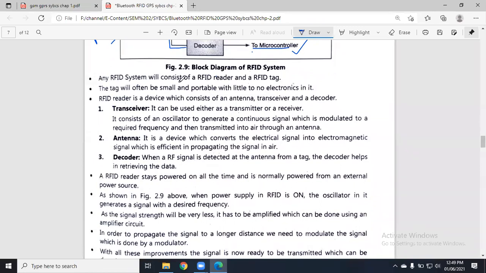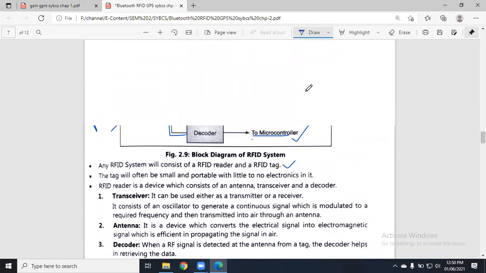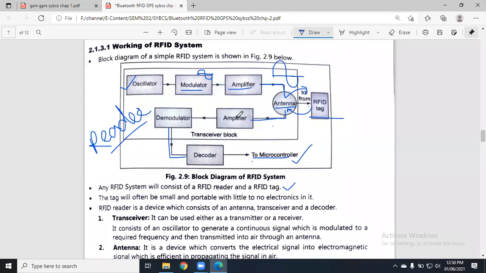Any RFID system will consist of an RFID reader and an RFID tag. I have told you this multiple times. The tag will often be small and portable with little to no electricity in it. So basically the tag which you're carrying with you consists of either very little electricity or no electricity at all. An RFID reader is a device which consists of an antenna, transceiver and a decoder. So what is a reader? This entire circuit is called a reader circuit.